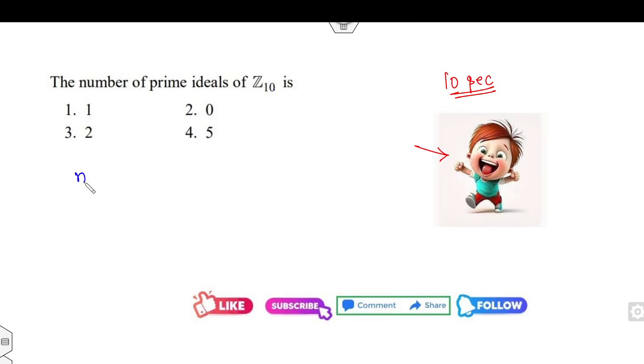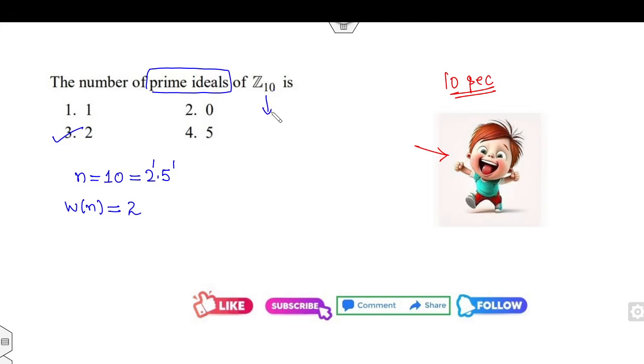Look at that. n is 10. Write the prime factorization: 2 into 5. So what is omega of n? Because we need to find the prime ideals. How many prime factors? 2. So the right answer of this problem is 2.